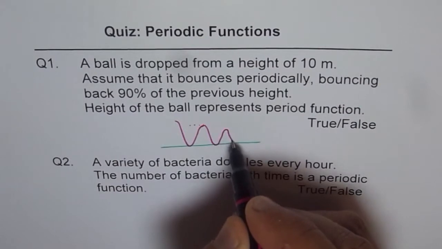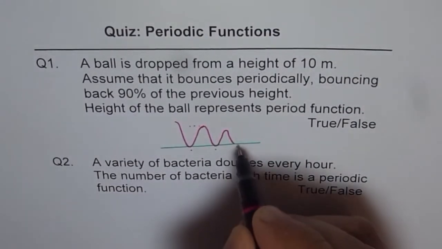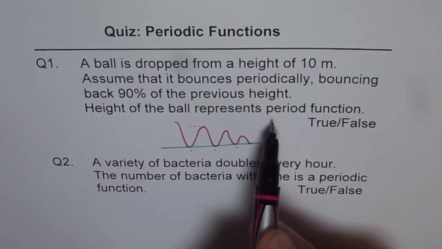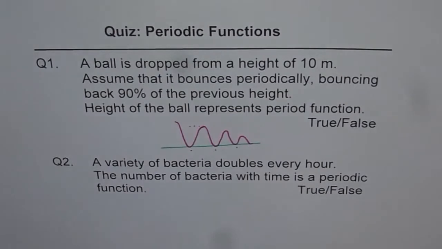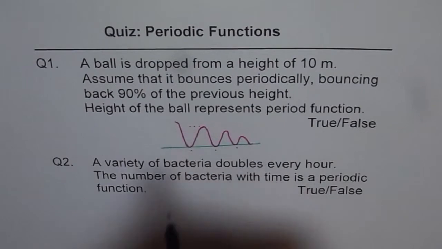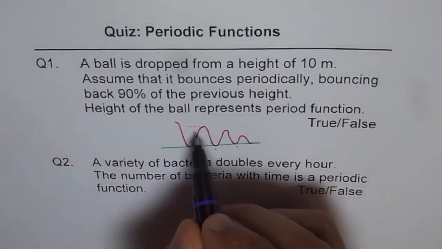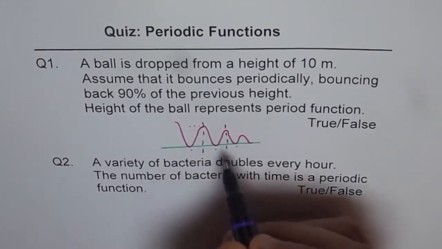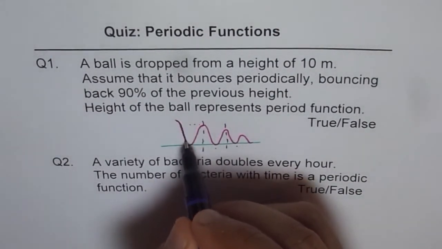This motion is periodic in a way that it repeats after regular intervals of time. But is the height of the ball representing periodic function or not? That is the question. Well, a regular repeating pattern over a constant interval of time is periodic. But it is periodic function only if it repeats exactly the same way. So what we see here is the repeating pattern is there, but the height is changing. So exactly the same cycle is not repeating.